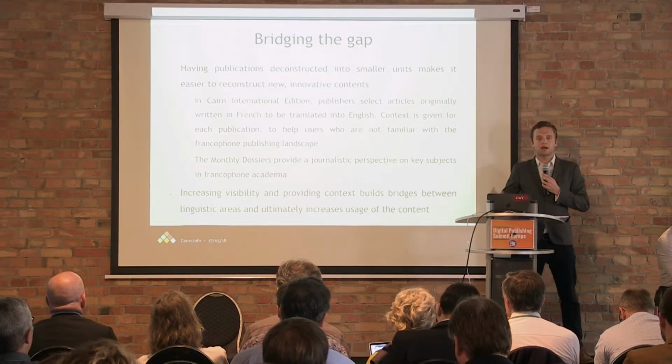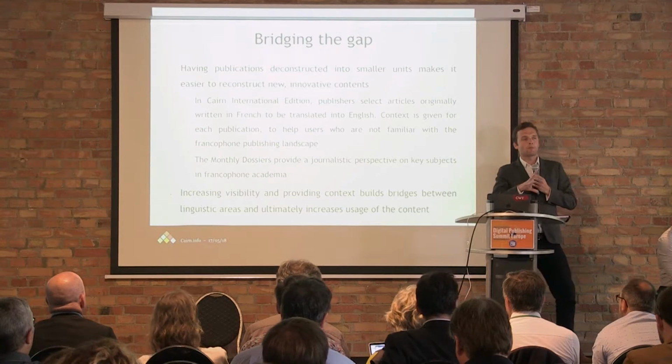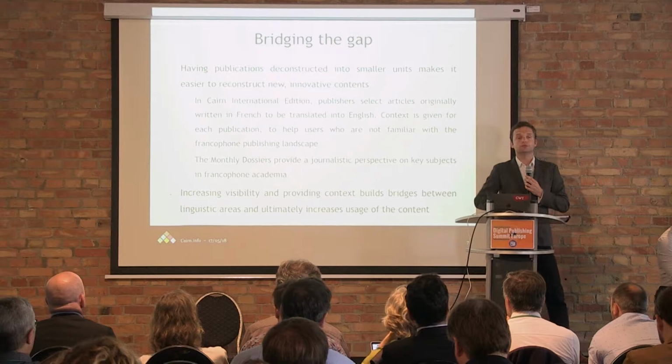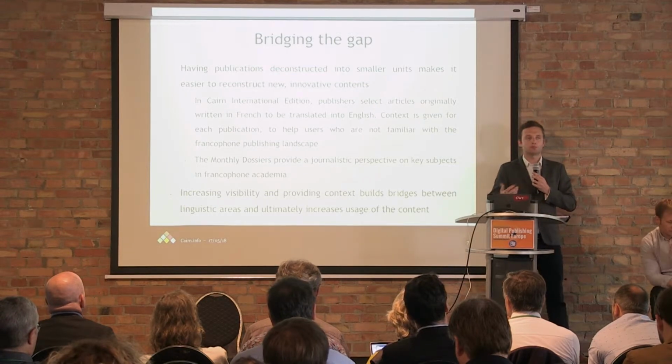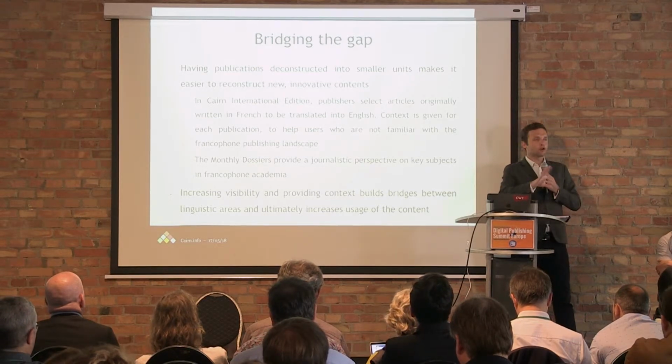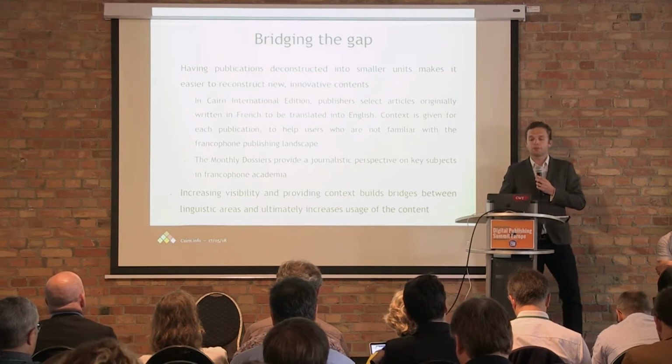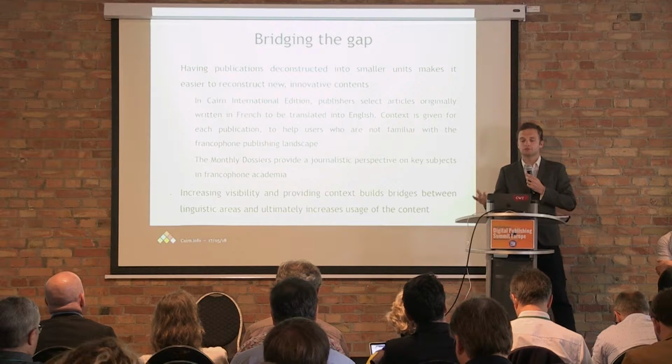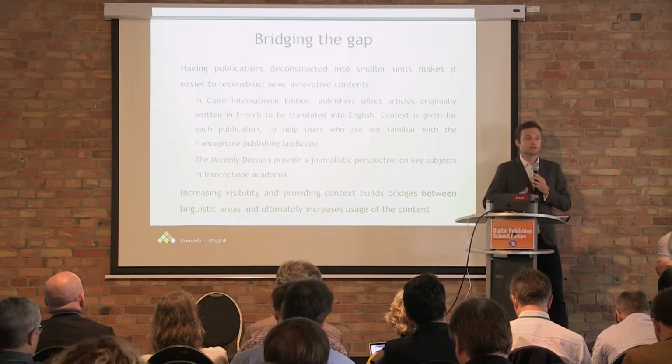And then finally, the last thing that we try and do is to bridge the gap between linguistic areas, and a lot of it is done through translations and providing context to the publications available on Cairn, because they're all available in French. And so having the publications already deconstructed into individual articles makes it easier to work on the content and build new contents. An example that I can mention is the international edition of Cairn, which is a separate platform from the main platform that's entirely in English, where you'll find translated abstracts, translated metadata, and translated articles as well.